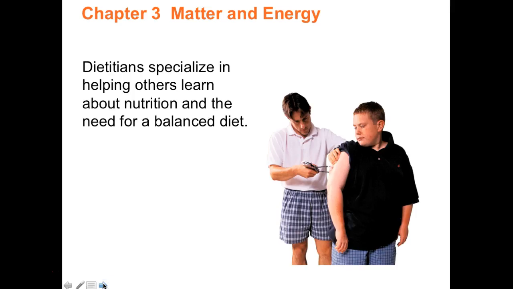All right. So here in this picture, you have a dietitian who's taking some measurements, and the dietitians talk about diets based on what your requirements are in terms of calories and how to balance your diet.